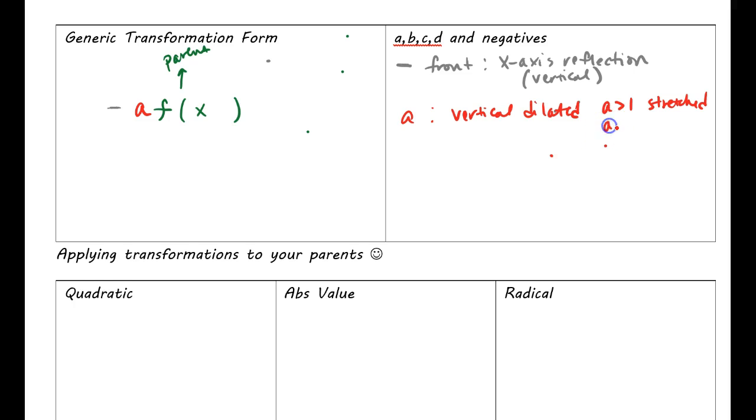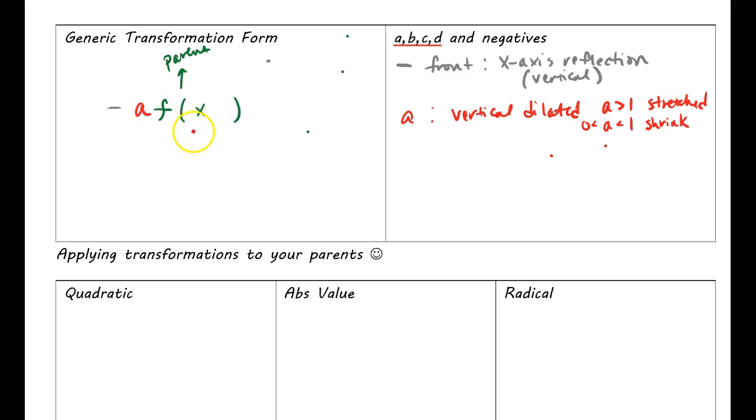But if that a is a fraction between 0 and 1, like maybe a 1/2 or a 1/3 or a 3/4, it's called a vertical shrink. And if you shrink a graph, it appears fatter. So feel free to add any notes to this that I'm not actually writing down. We'll do some examples and maybe that'll help clarify, okay? So those are different things that can happen to the front of your x squared.